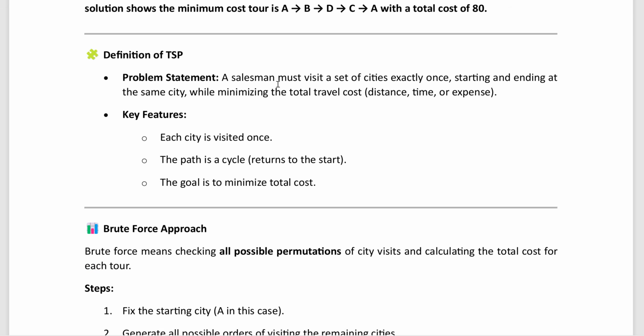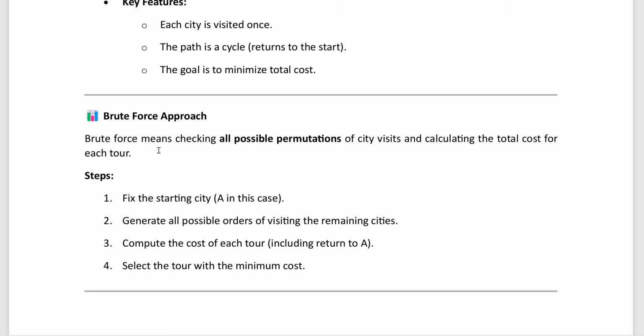The problem statement says that the traveling salesman must visit a set of cities exactly once, starting and ending at the same city while minimizing the total travel cost. That is the cost in terms of distance, time, or expense. The key features of traveling salesman problem are: each city is visited once. The path is a cycle. That is, starting from the start node, we again return to the start node. The goal is to minimize the total cost. Whereas the brute force means checking all the possible permutations of city visits and calculating the total cost for each tour.